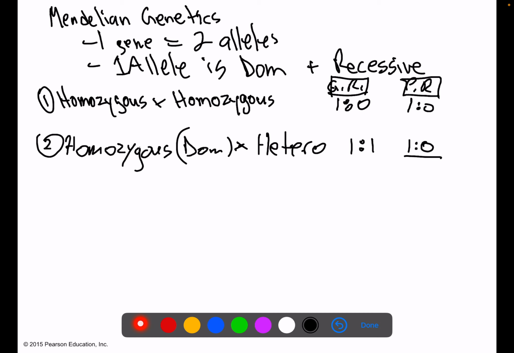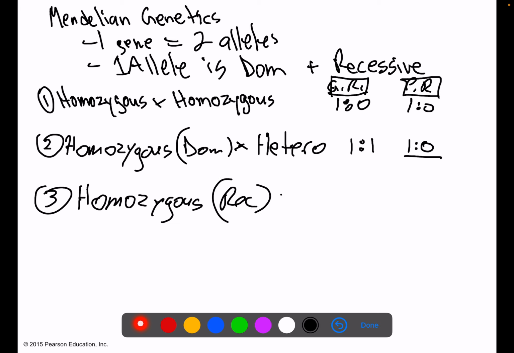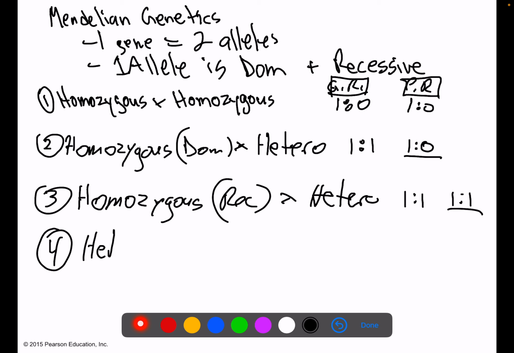That was a mistake. All right, and number 3, if you cross a homozygous recessive with a hetero, your genotype ratio is, again, 1 to 1. Your phenotype ratio is also 1 to 1. And finally, in number 4, this is a very easy one. Hetero cross with hetero. Your genotype ratio is 1 to 2 to 1. And your phenotype ratio is 3 to 1.